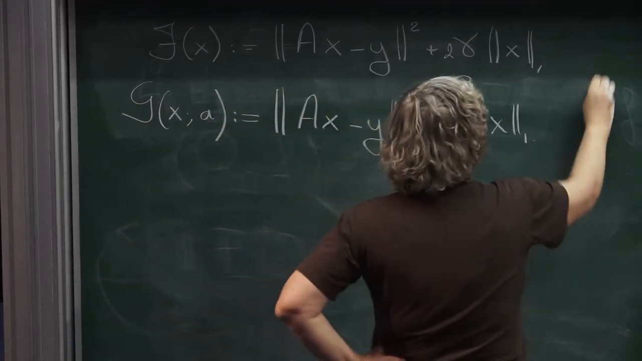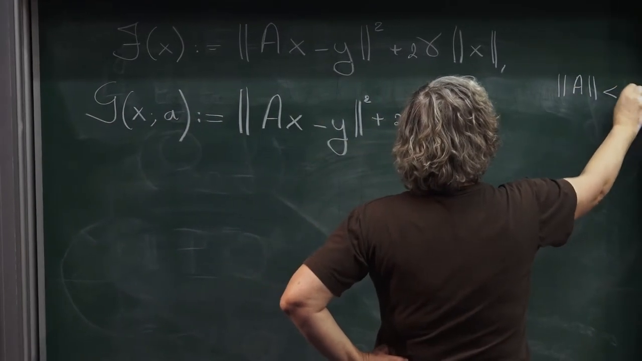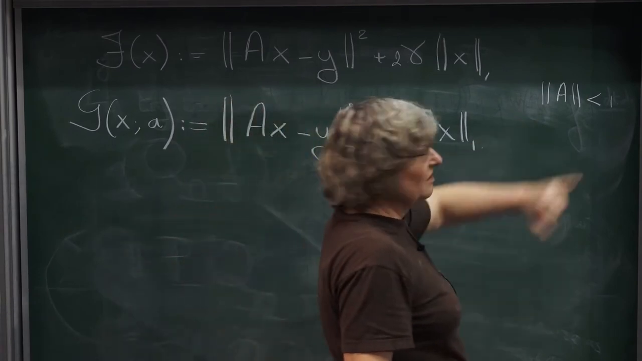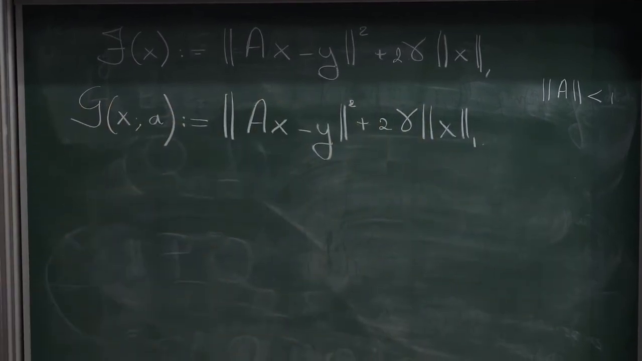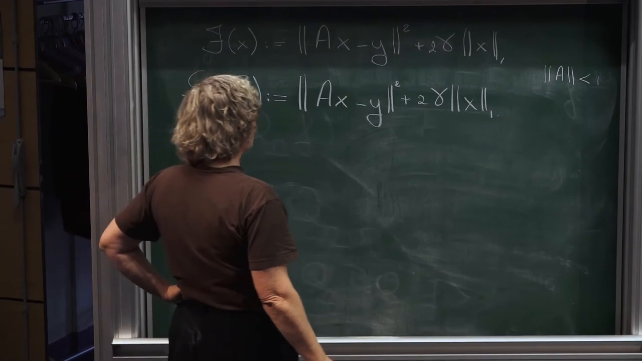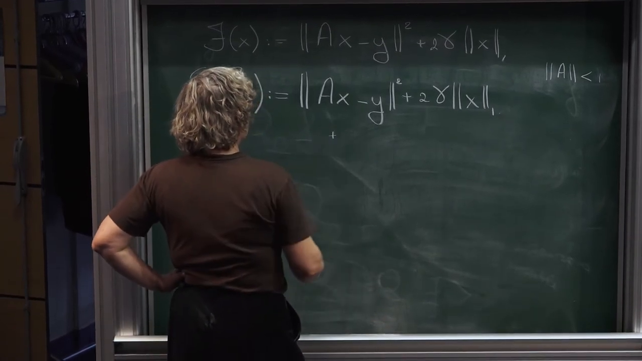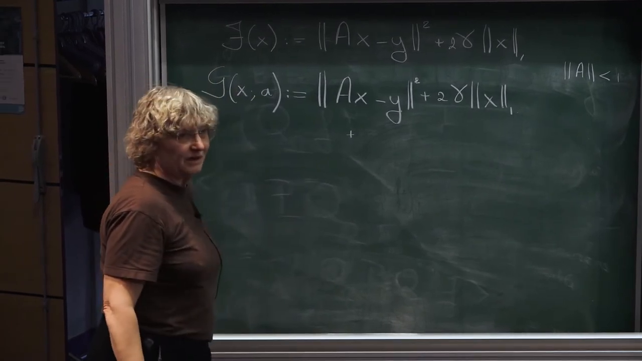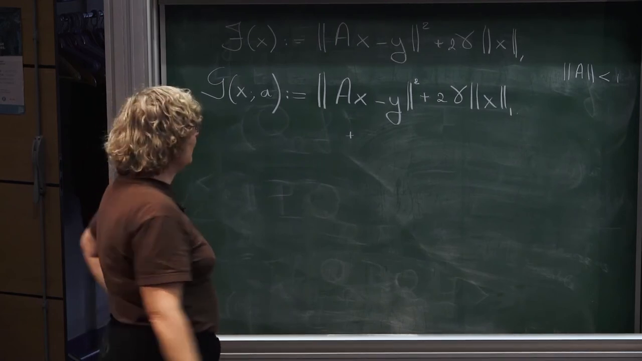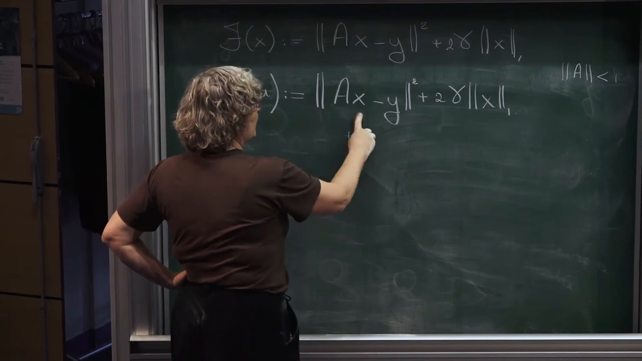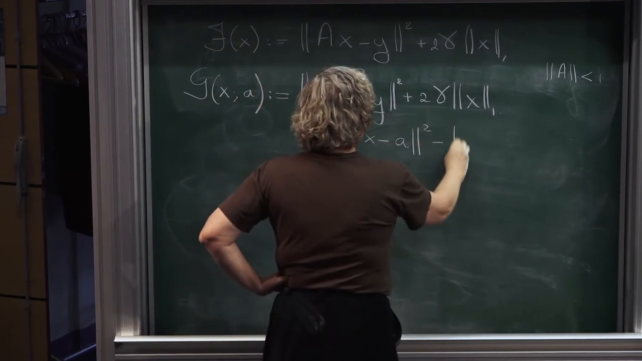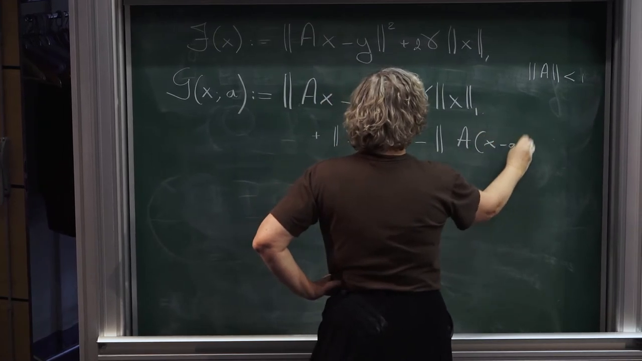I'm going to assume a less than 1. And in fact, with different approaches, you can go to a less than square root 2. But for the proof I'm going to give you, a less than 1 works, it is easier. And I'm going to add a term here that, because a is less than 1, is going to be positive, and that I hope will disappear in the limit. And that's going to eliminate my Ax squared. So what I'm going to write here is x minus a squared minus Ax minus a squared.